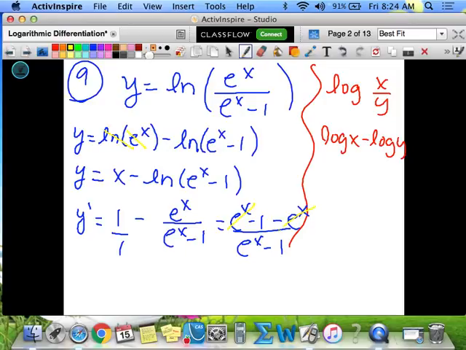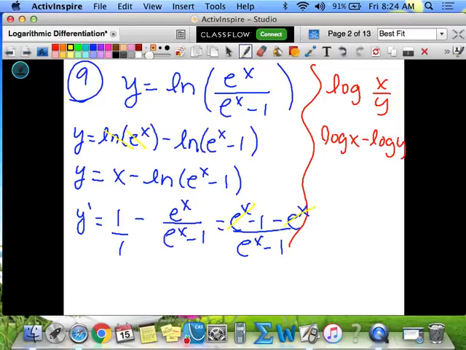Okay. The derivative of x is 1 minus the derivative of the natural log of something is u prime over u. So u prime, the derivative of e to the x minus 1, is e to the x over that thing, which is e to the x minus 1. Okay? Will you use practice questions? I will. And I have also already posted an old test today.